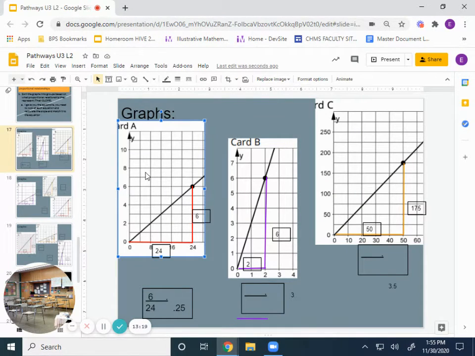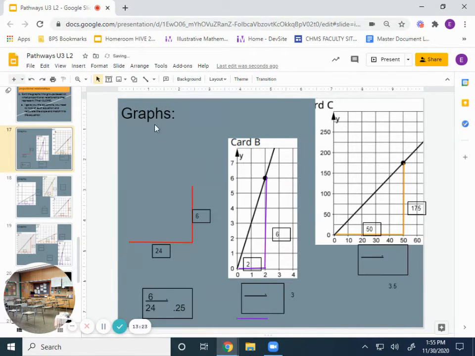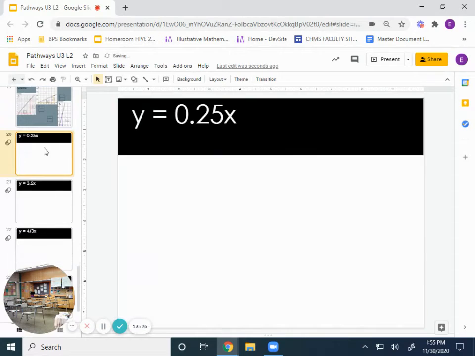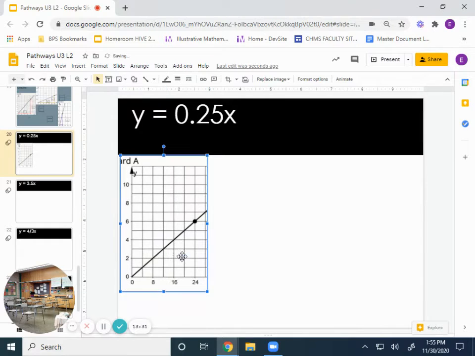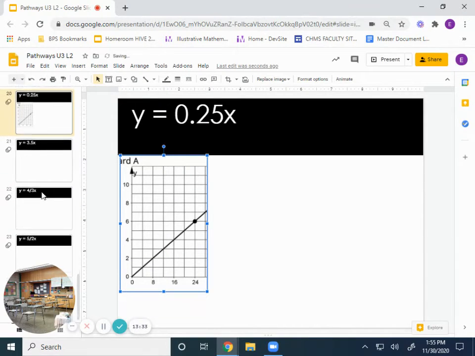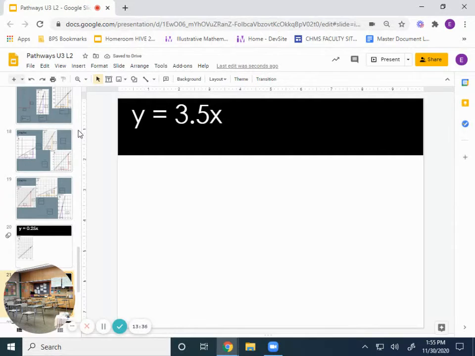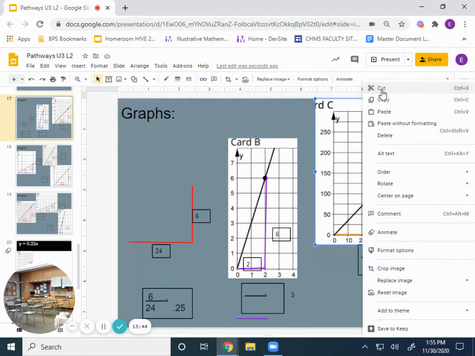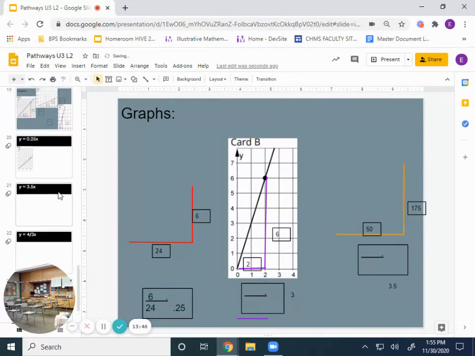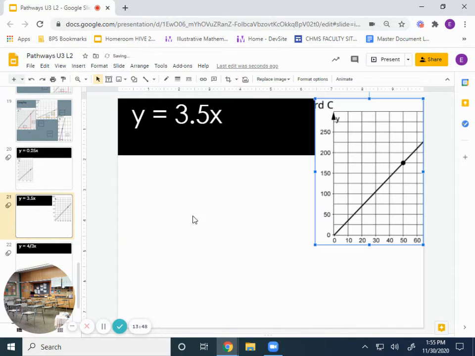So what you're going to do is hit Control X. It's going to cut it out of there, right? And then you're going to paste it onto this slide that has this slope here. Okay, so then the next one is 3.5. So we need to find all those graphs that have a slope of 3.5, which if we remember, we said that C had a slope of 3.5. I would hit cut. I would paste it in here.